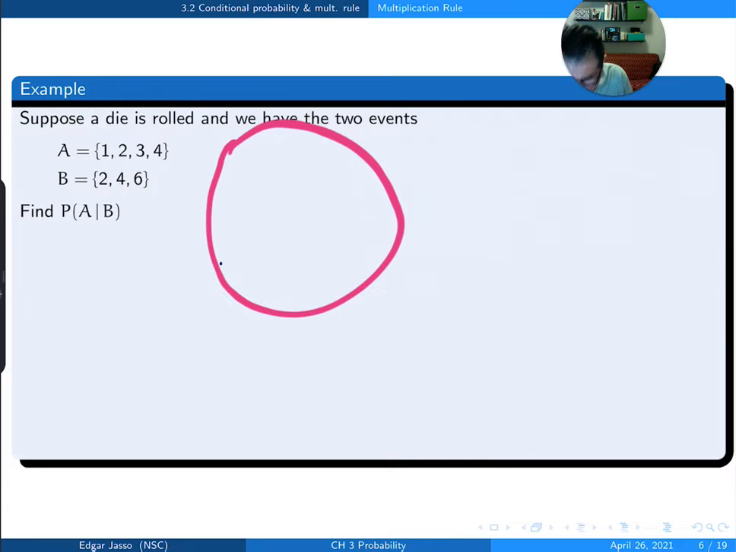A has the 1, 2, 3, and 4 on it, so I'm going to put a 1, 2, 3, 4. B has the numbers 2, 4, and 6, so I'm going to put the 6 somewhere here. And I think I'm going to move the 4 somewhere here so I can see it like that. I left the 5 out, so the 5 is somewhere there. So those are all the numbers in my sample space.